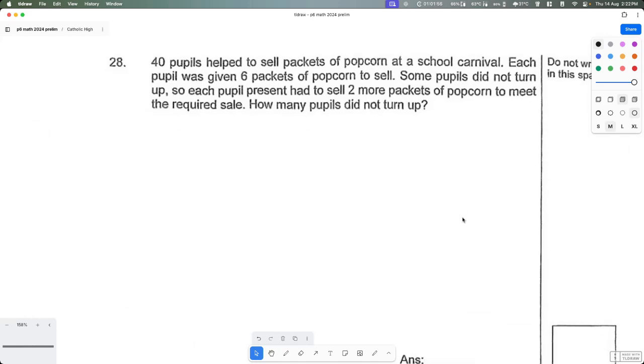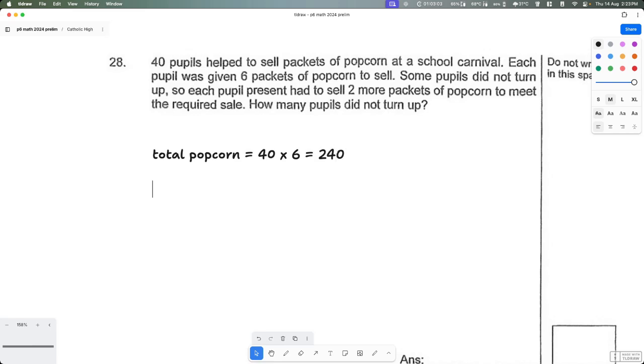Question 28. So 40 pupils helped to sell packets of popcorn at a school carnival. Each pupil was given 6 packets of popcorn to sell. Some pupils did not turn up, so each pupil present had to sell 2 more packets of popcorn to meet the required sale. How many pupils did not turn up? So let's calculate the total popcorn. Popcorn is equal to 40 times 6, which is 240.